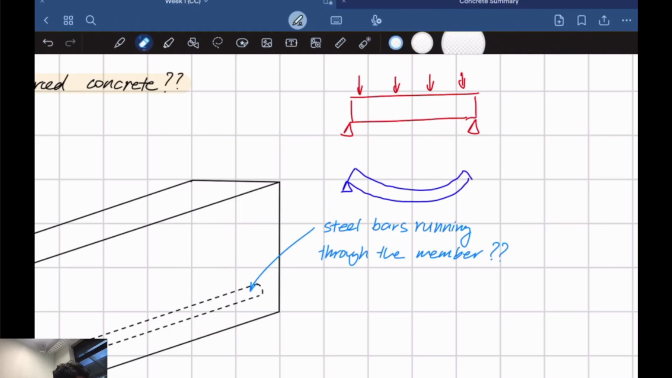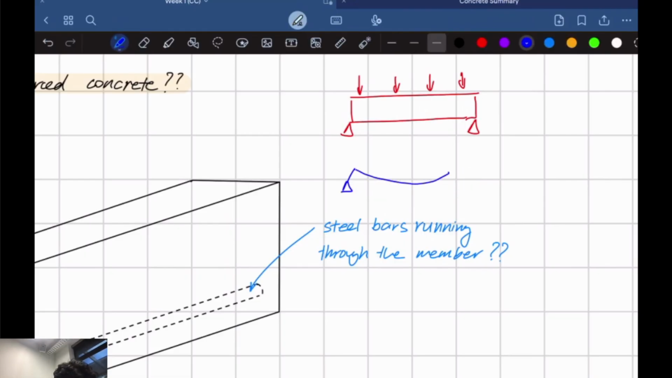Something like that, you feel me? That's horrible, wait. That's even worse. Good enough, okay? So that's the way it's gonna bend.